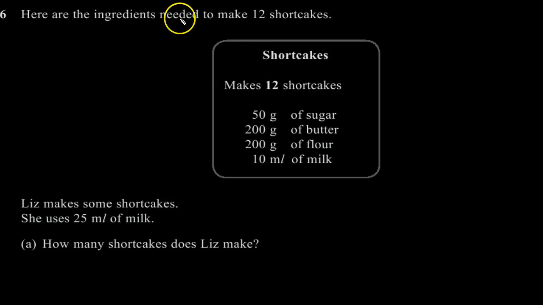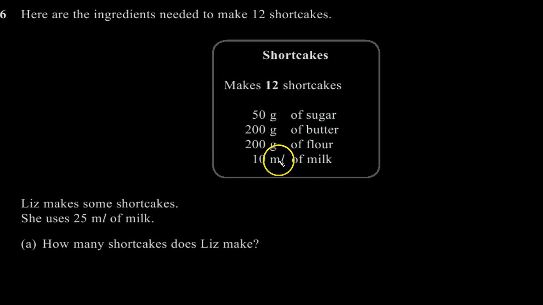Here are the ingredients needed to make 12 shortcakes. So here's the recipe. Make 12 shortcakes: 50 grams of sugar, 200 grams of butter, 200 grams of flour, and 10 milliliters of milk. Liz makes some shortcakes. She uses 25 milliliters of milk.